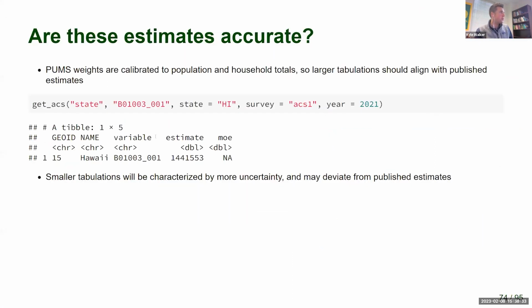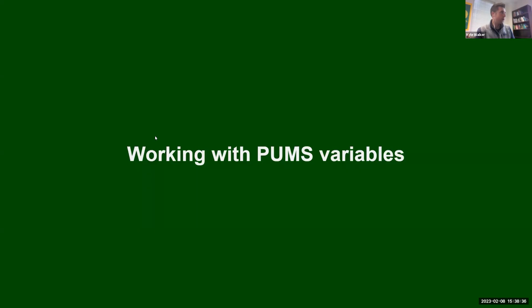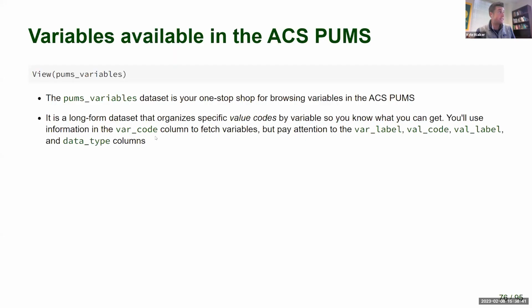So how do you start to build workflows with PUMS data? Well, for one, you've got to figure out what your variables are. And we have a built-in data set of variables for the ACS PUMS. If you have an older version of tidycensus on your computer, this won't work quite right. And in fact, the PUMS data itself might not work quite right with an older version of tidycensus. So make sure that your tidycensus is up to date, because I just updated it a few weeks ago for the 2021 5-year ACS.